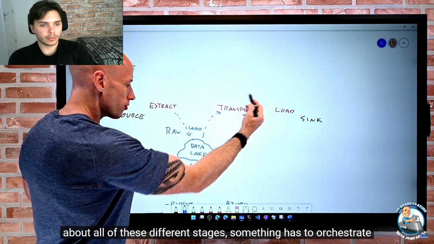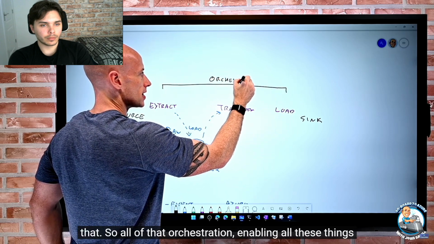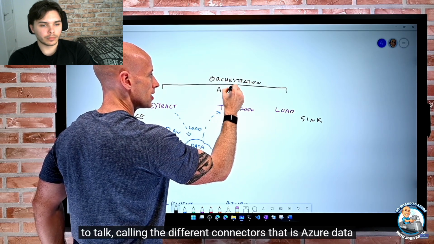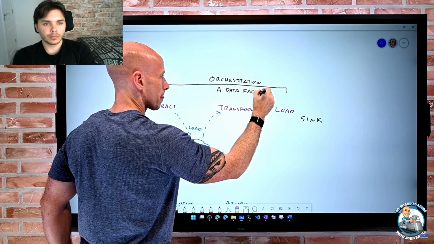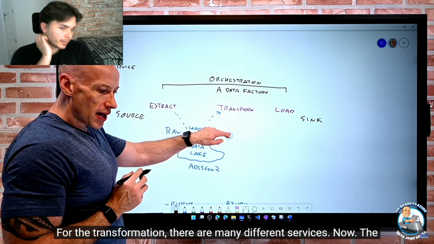Now, when we think about all of these different stages, something has to orchestrate that. So all of that orchestration, enabling all these things to talk, calling the different connectors, that is Azure Data Factory. So that is basically the orchestration functionality. For the transformation, there are many different services.